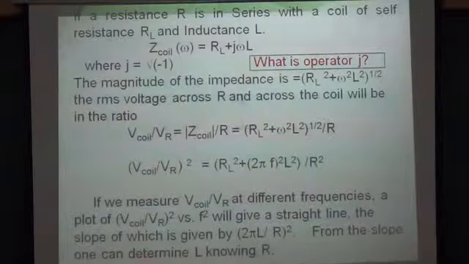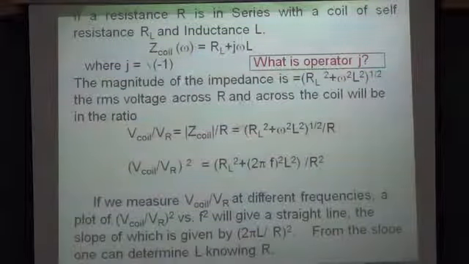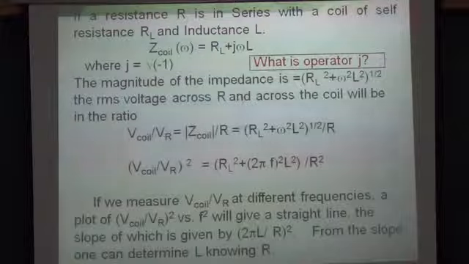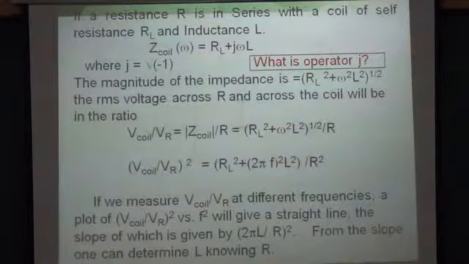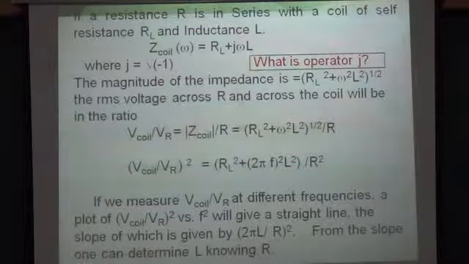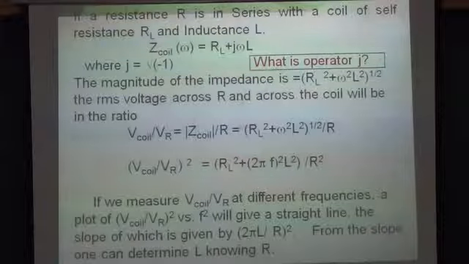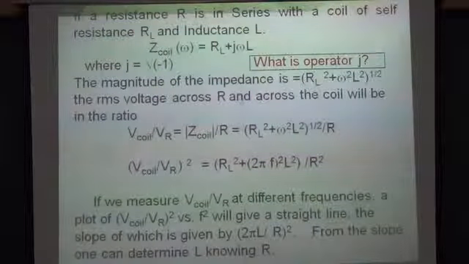So the question of today is, what is operator j? What do you mean by operator j? It changes the phase by 90 degrees, positive or negative.